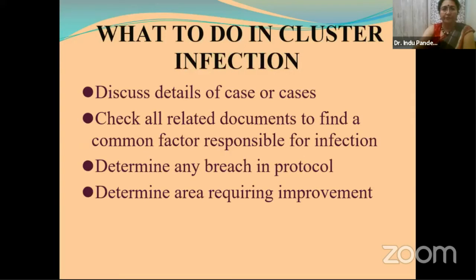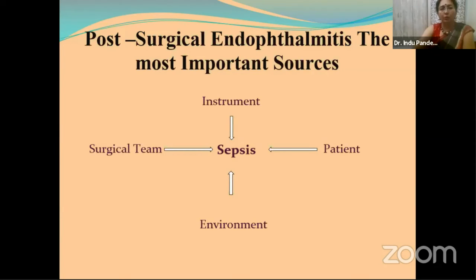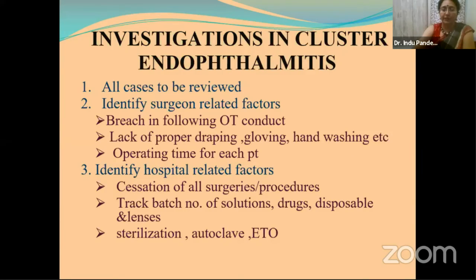Few systemic investigations like complete hemogram, blood sugar, blood and urine cultures need to be done. Now, a word about cluster infection. You need to discuss in detail about the cases, check all the documents, determine breach in protocol, and determine areas requiring improvement. As we all know, sepsis can occur either from the surgeon side, the patient, instrument, or the environment side. All these need to be taken into account. All cases are to be reviewed, identifying the surgeon-related factors. Once you have an outbreak of cluster endophthalmitis, the first thing that you need to do is to put a halt to all further surgeries.